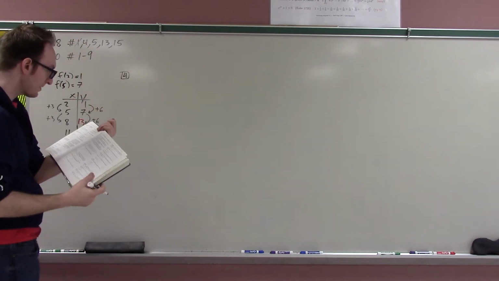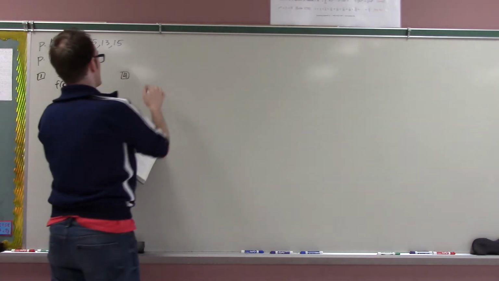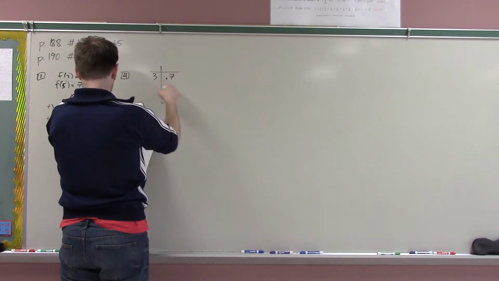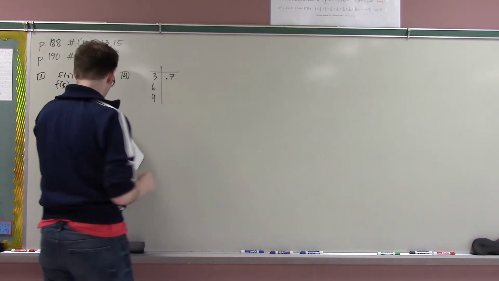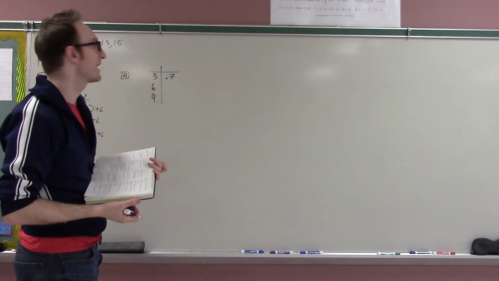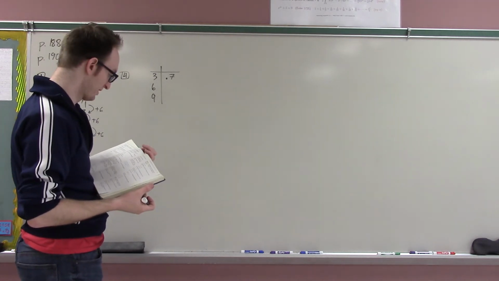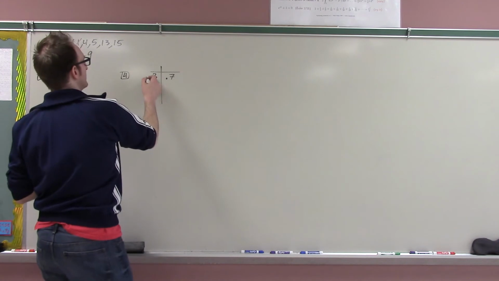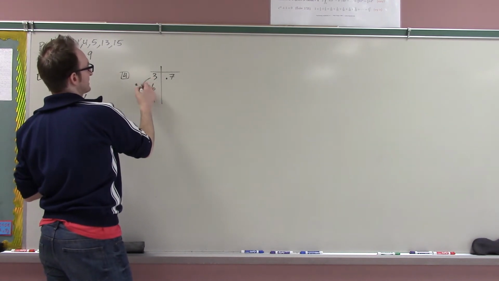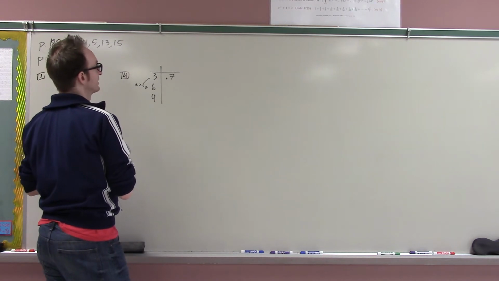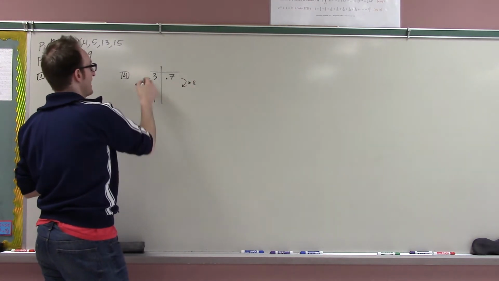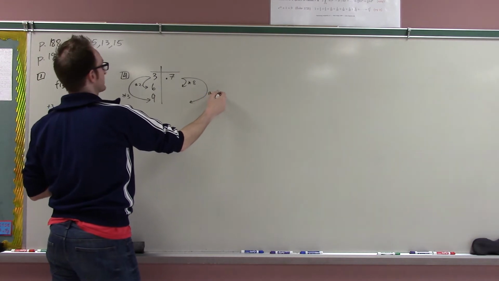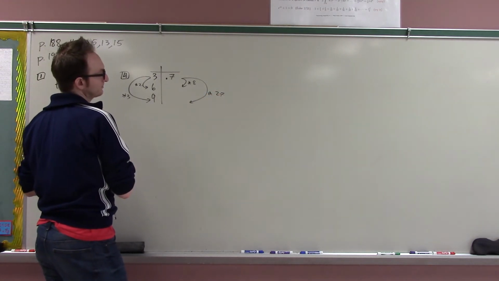Number 4. F is a direct cube variation function with f of 3 being 0.7. So what is f of 6 and what is f of 9? Well, now I use what I know about direct cube variation functions. If you increase the input by a certain factor, like times 2, then the output will increase by times 8. And if you increase the input by times 3, then the output will increase by times 3 cubed, or times 27. So that's it.